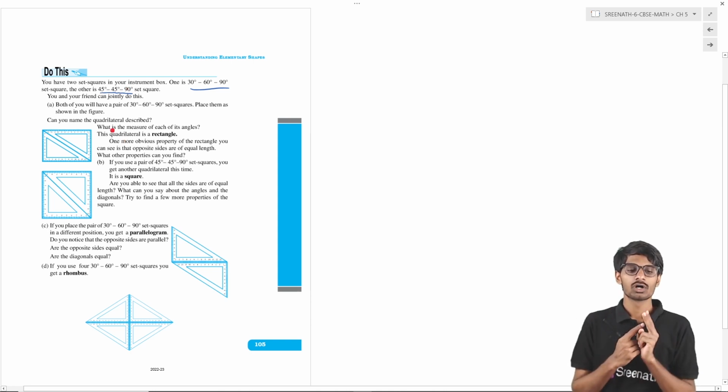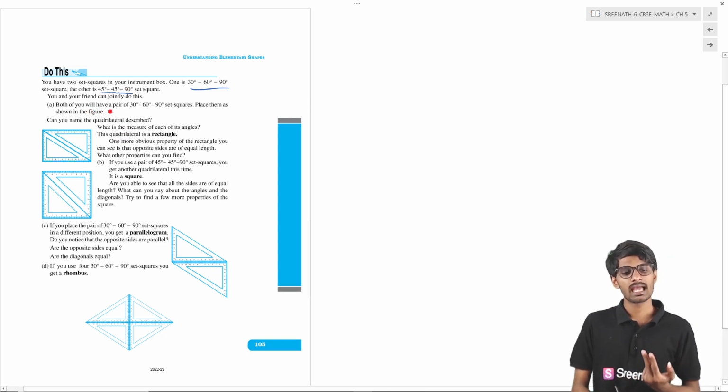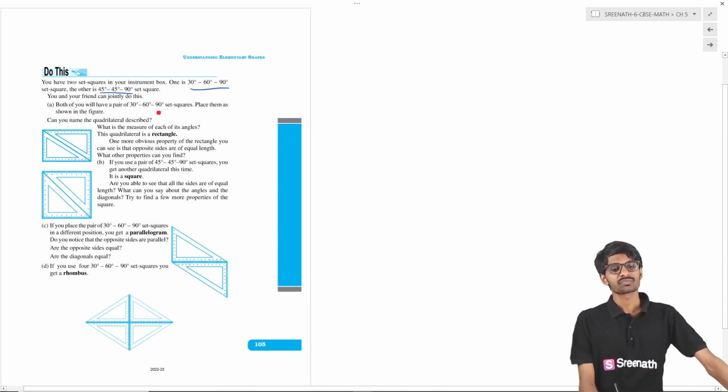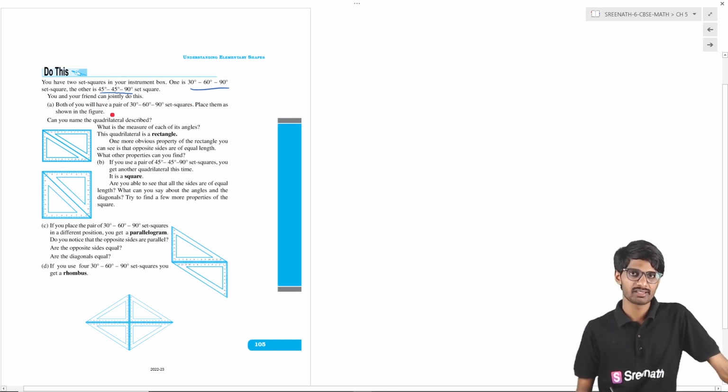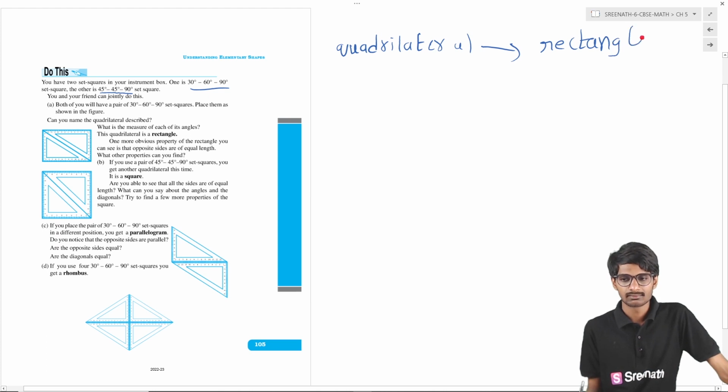If you both have a pair of 30 degrees, 60 degrees set squares, place them as shown in the figure. So suppose you have pairs of these set squares, like two 30 degrees, 60 degrees, 90 degrees set squares. If you match them like this, you will get a quadrilateral which is a rectangle, using 30 degrees, 60 degrees, 90 degrees set squares.